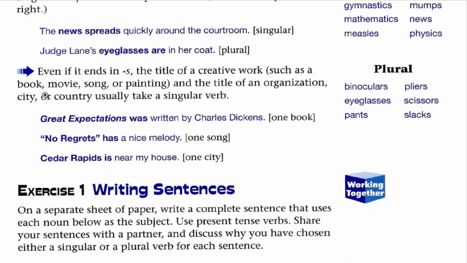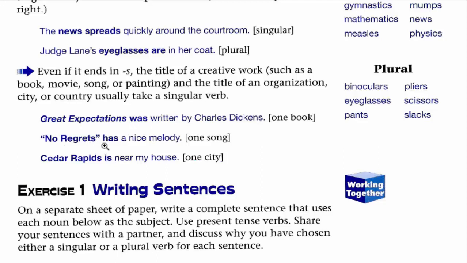Now, let's continue. Even if it ends in S, the title of a creative work, such as the name of a book, or a movie, or a song, or a painting, even if the name of that book ends with an S, like here, Great Expectations is the name of a book. It has an S, but it doesn't refer to a plural, to more than one book. It refers only to one book. That's why it takes a singular verb, like here. Great Expectations was written by Charles Dickens.